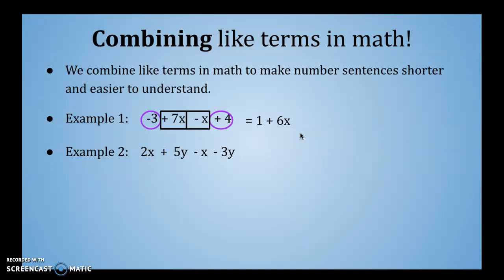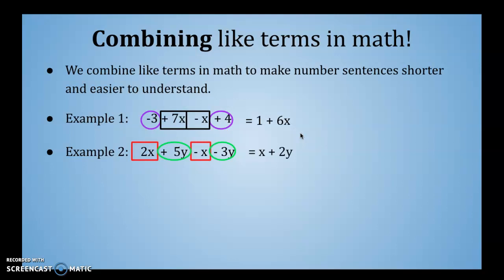We can't put the burger with the fries and then another burger with fries, or else it doesn't make sense still. You can only combine the like terms. They have to have the same variable or just be a constant. So our 2x can be combined with our -x, and our 5y can be combined with our -3y.